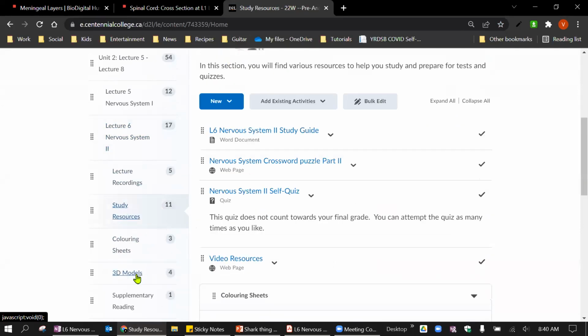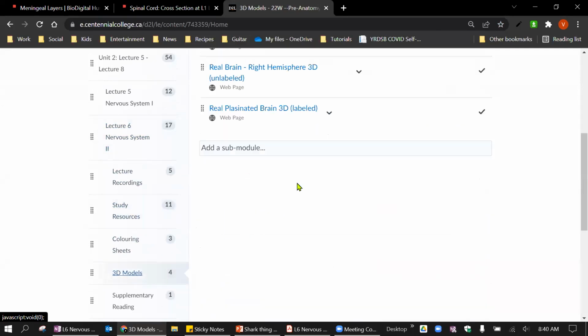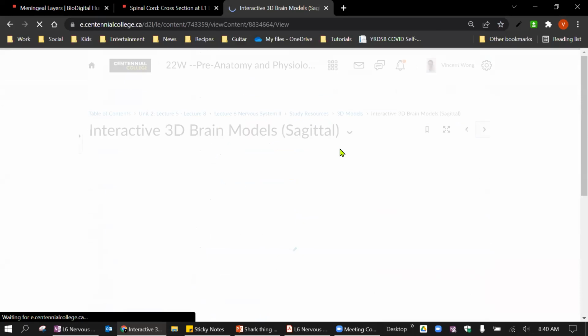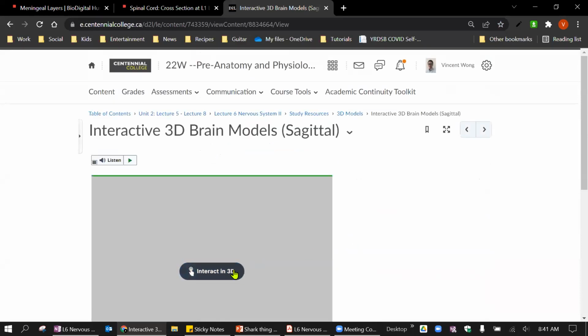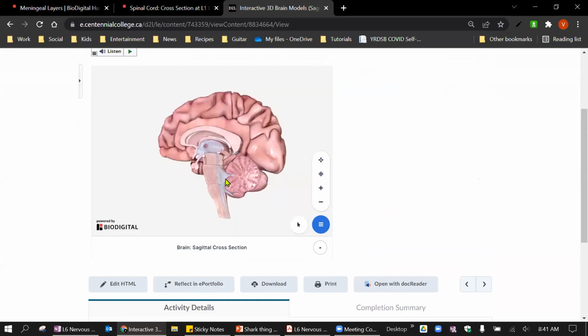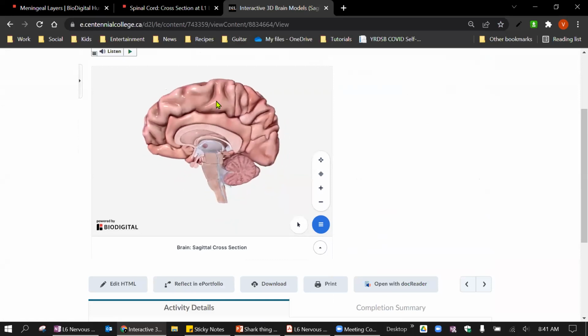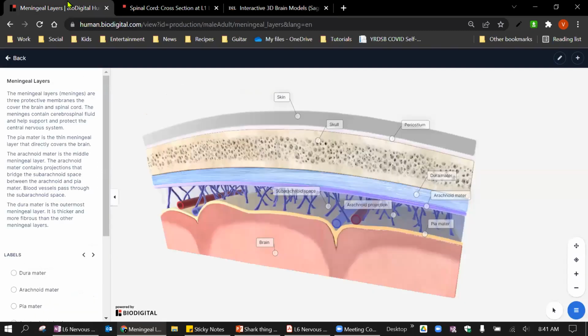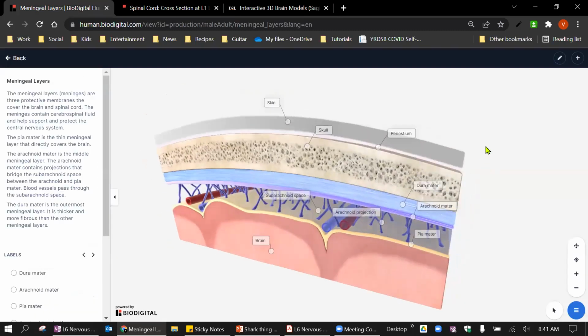Study resources, 3D models. Okay, so you can click on these 3D models and it will show you like the brain and stuff like that, right? So I'm just gonna open one up, see here, right? And you can move them around, you can zoom in, you can click on them, it will tell you what it is. So that's very useful for studying something complicated like the brain. All right, so now I'm going to take a look at this meninges, right?